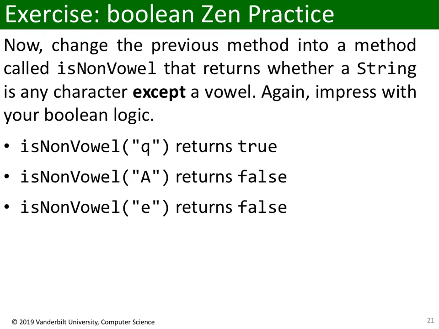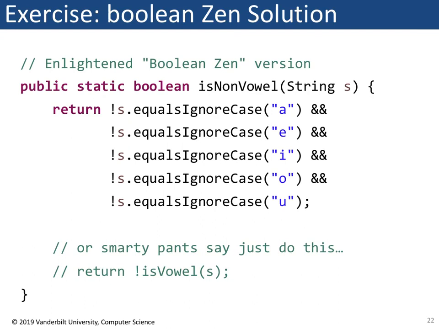So here we have a very similar method to the one we looked at a moment ago. It's public static and the return type is boolean. The name is nonVowel, and it accepts a string parameter called s. We have one statement, a return statement, and a boolean expression which will evaluate to some boolean value.